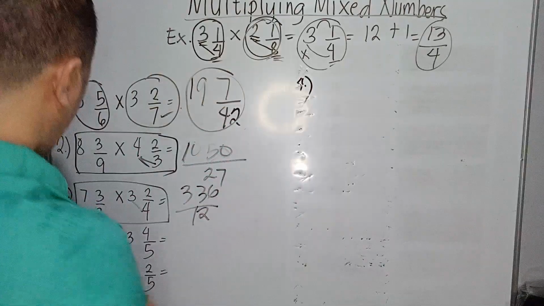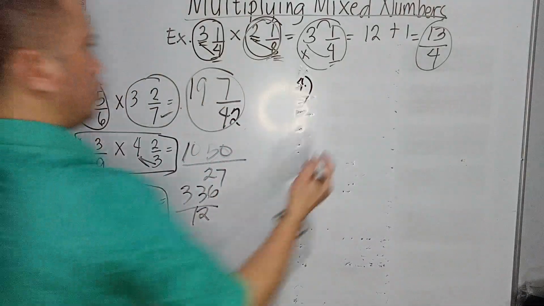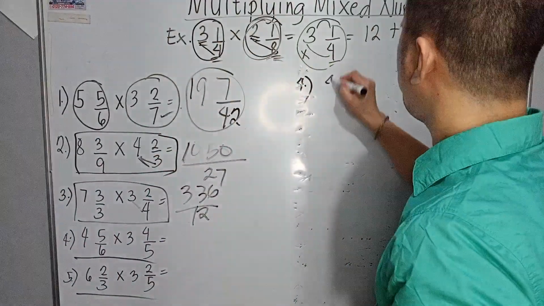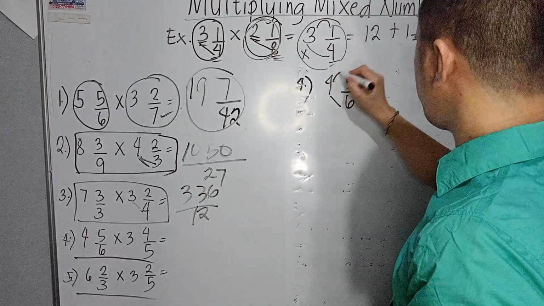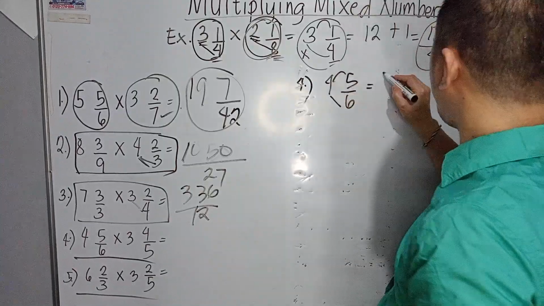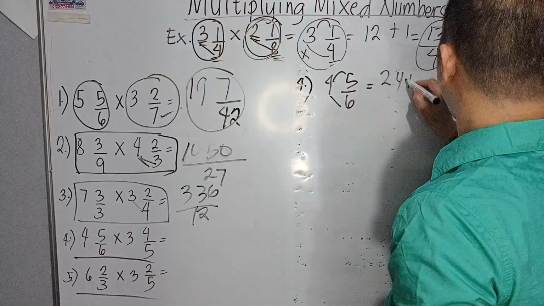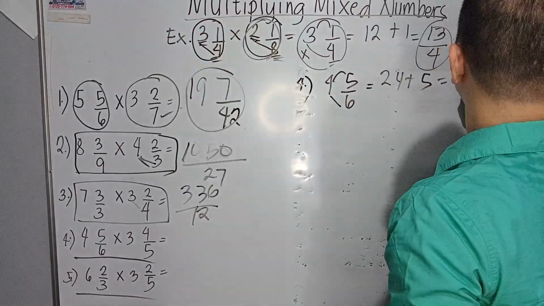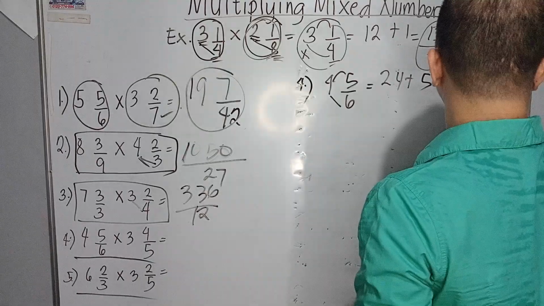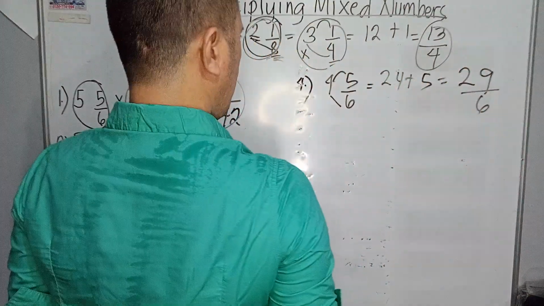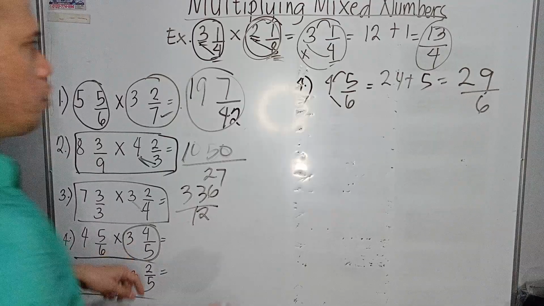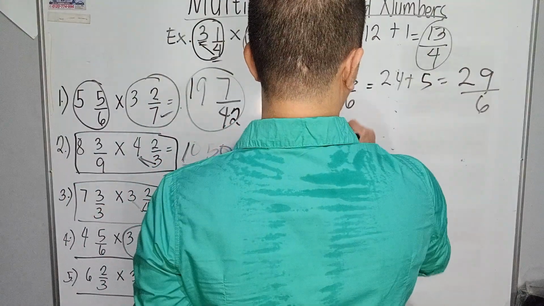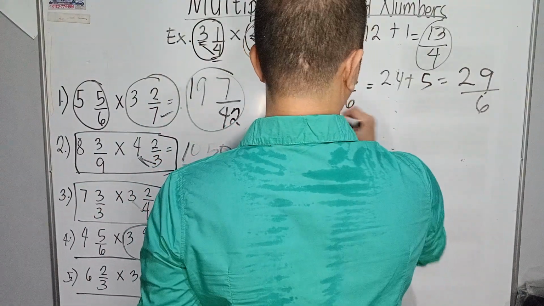We need to transfer it, guys. We have here 4 and 5/6. So let us multiply it first. So we have 24 plus 5. So we have 29 over 6. Next is 3 and 4 fifths.